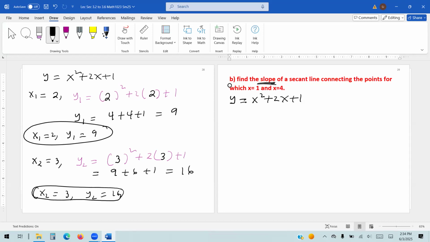One squared. What is one squared? One times one.